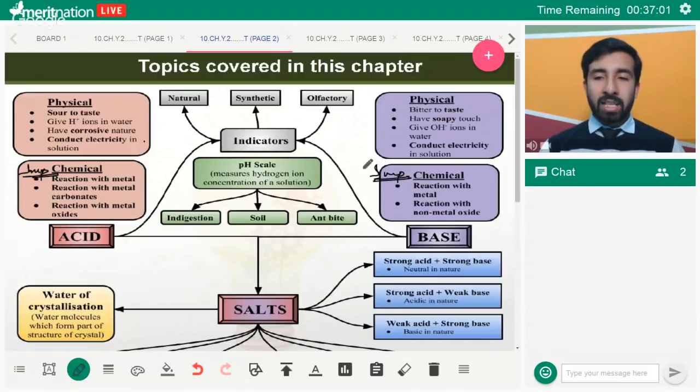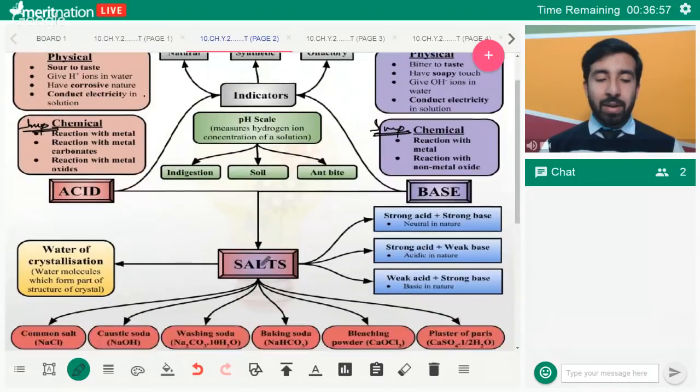Moving on to the next part, that is the reaction of acids and bases to form salts. We all know that this reaction is known as a neutralization reaction, and such reactions are generally exothermic in nature. That means they are followed by the release of heat.